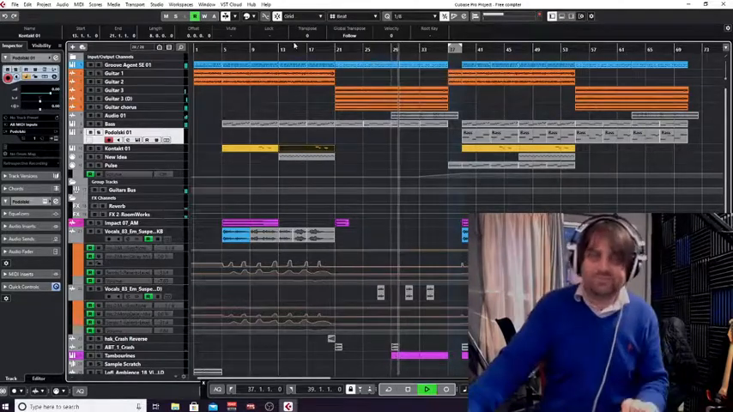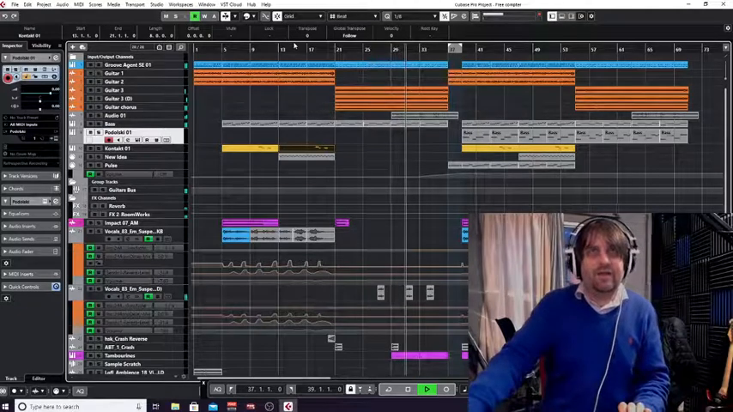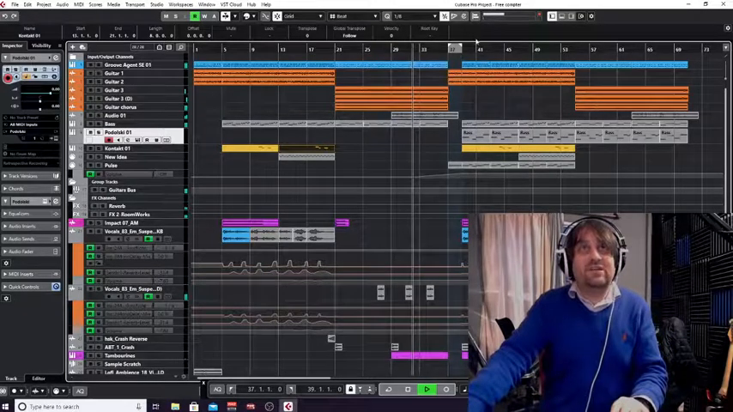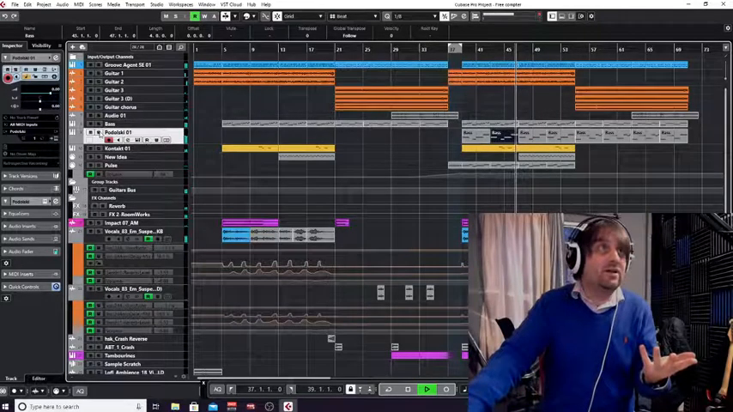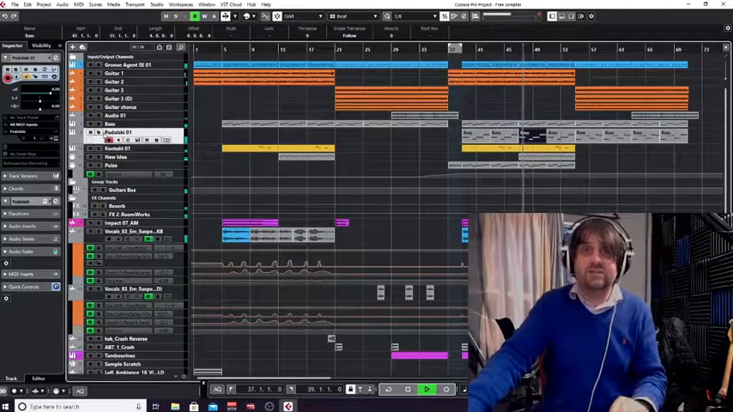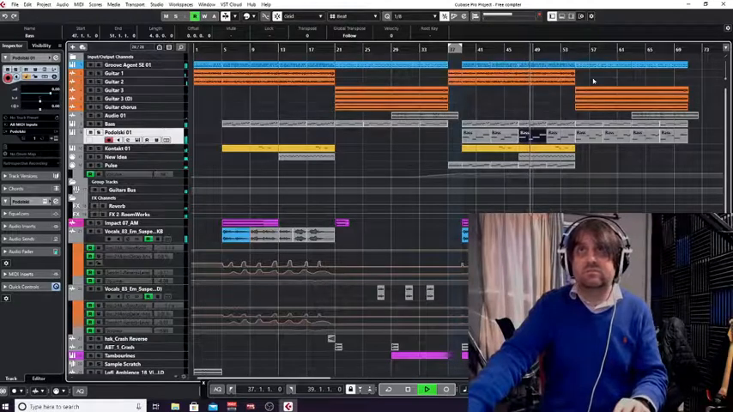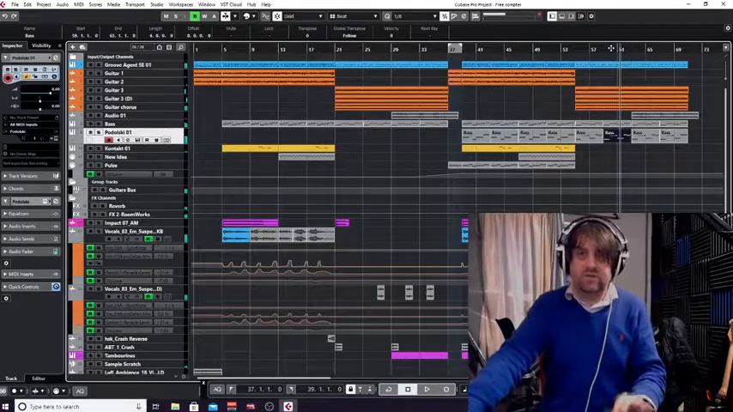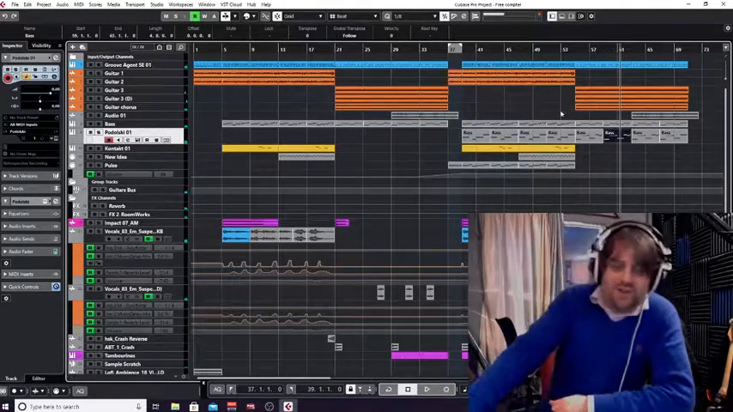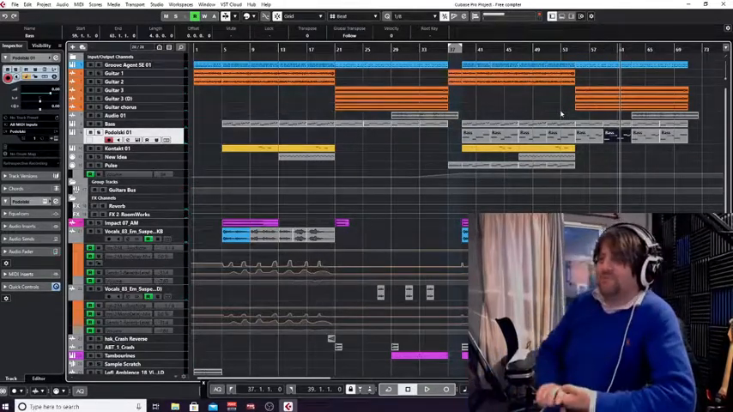But as you can see, some of these synths as well are running arpeggiators and stuff. And it's running it.